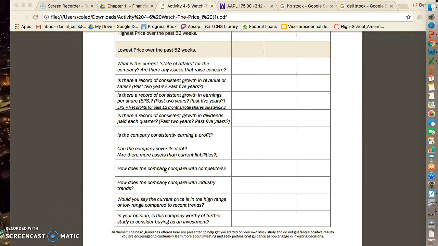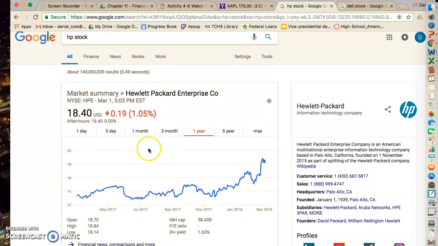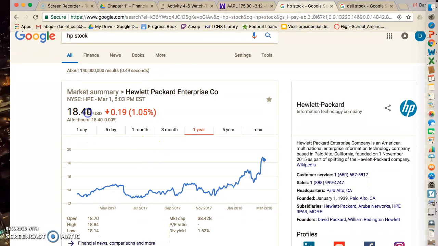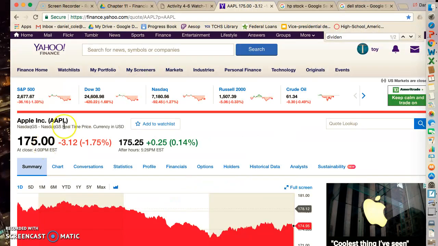Basically for this, we want to Google research, we want to find out similar companies. How does it compare with their competitors? How does it keep up with the trends? First, how does a company compare with competitors? You got to go look up other companies that compete with them. So, for example, with Apple, I looked up HP. HP stocks at only $18 a share. Dell stock at $75 a share, but we can see that Apple was vastly outperforming those. Okay, so that's a really good sign.